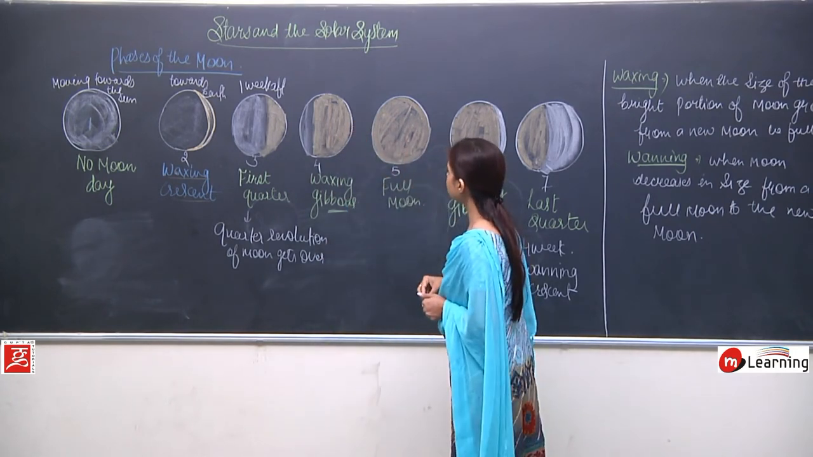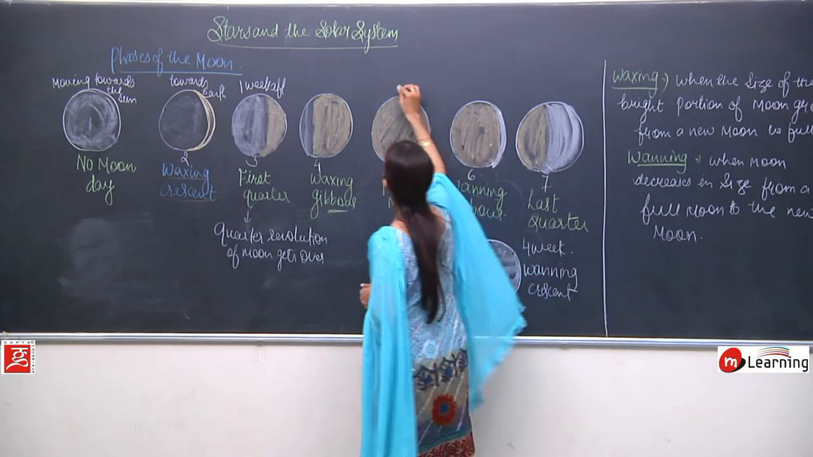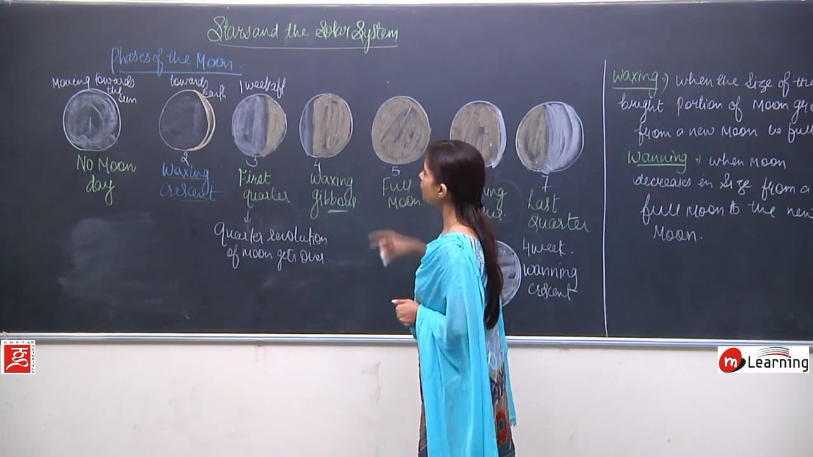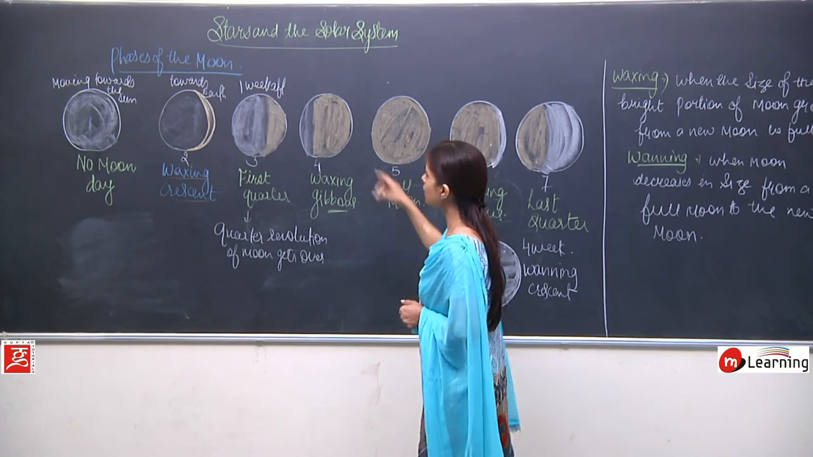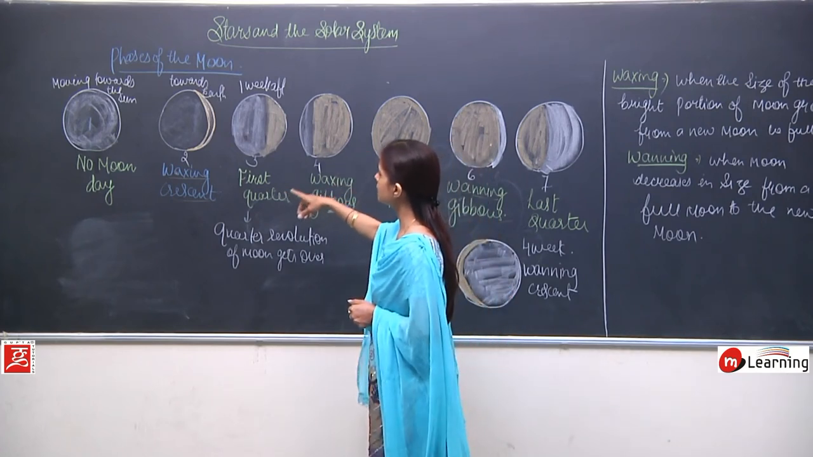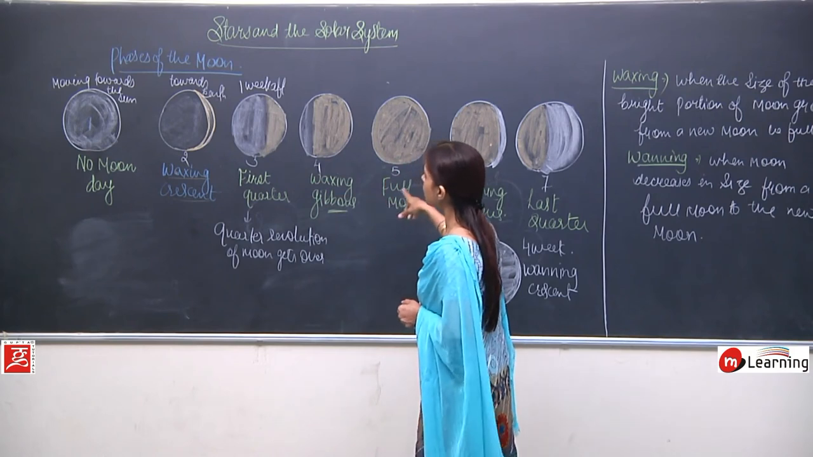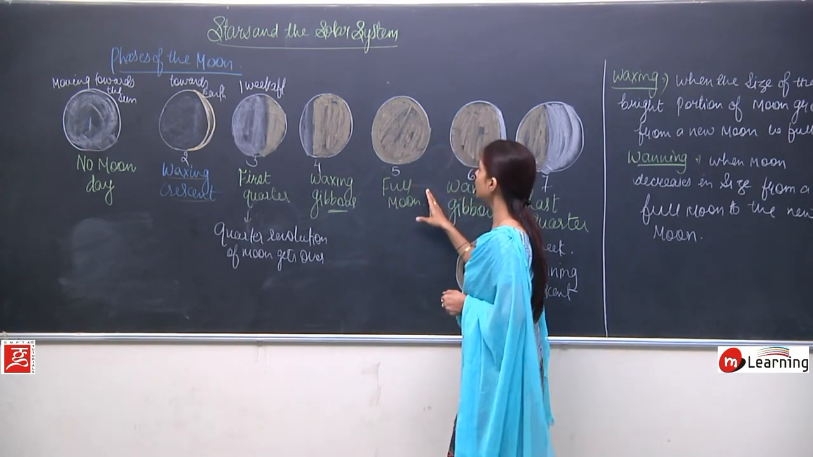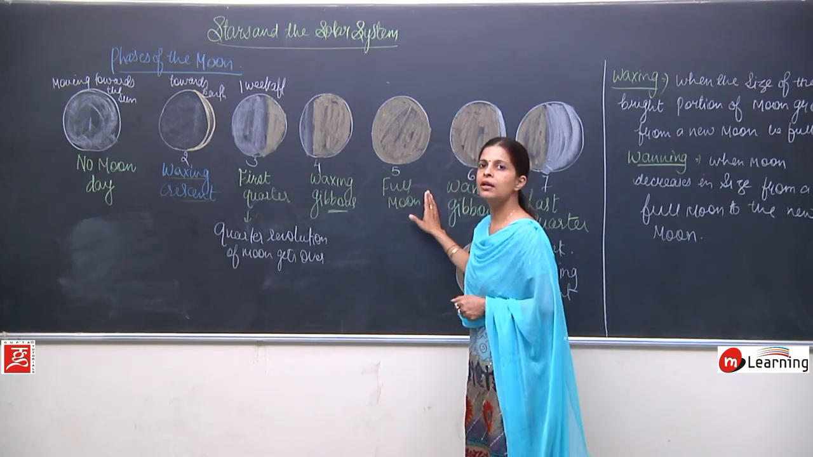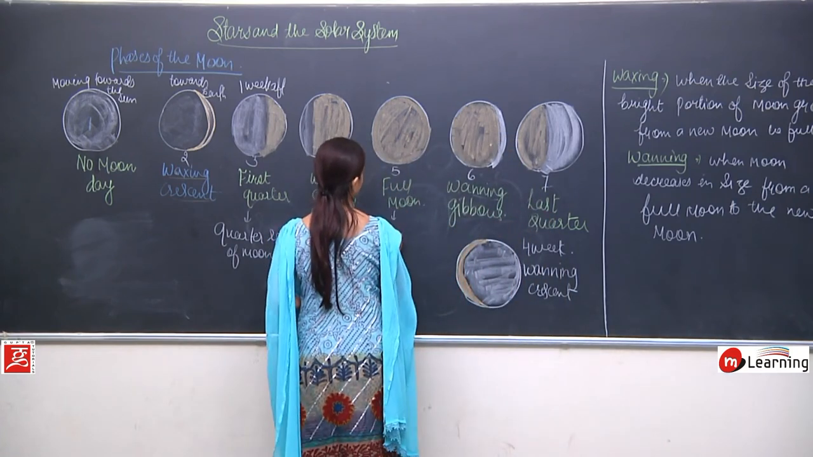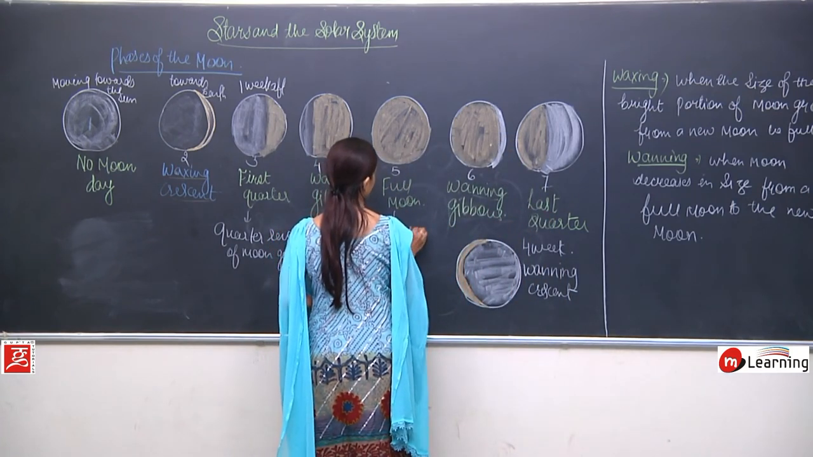Now in the third week, waxing gibbous we have discussed. Now which situation will come after no moon? The waxing crescent has come, then the first quarter has come, then the waxing gibbous has come, and then the full moon will be there. Now here the half revolution gets over.